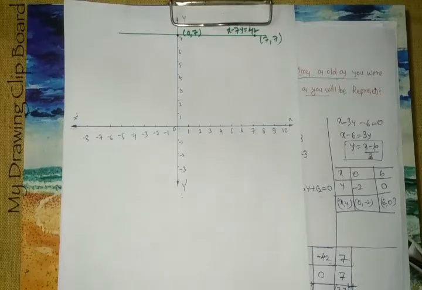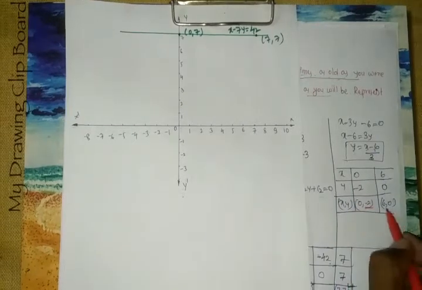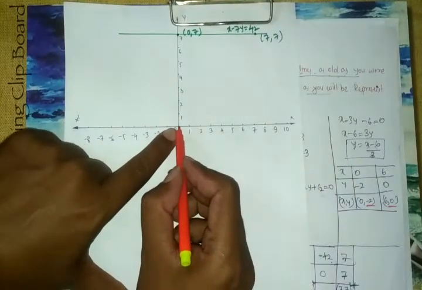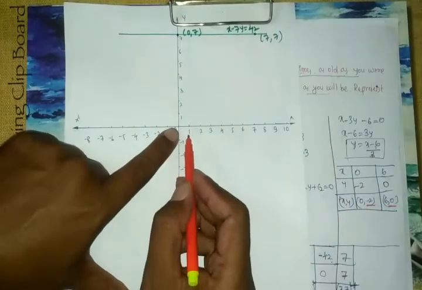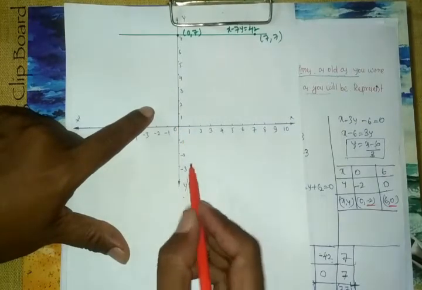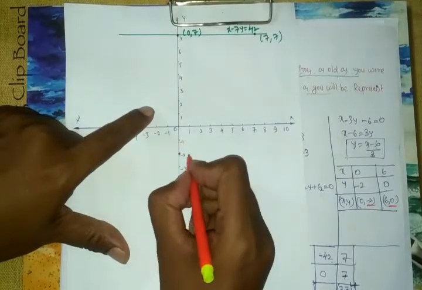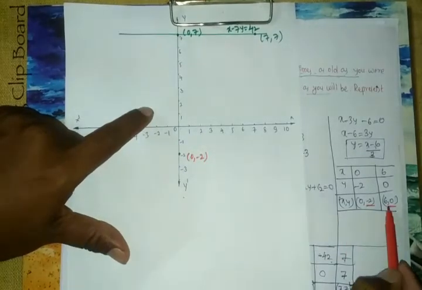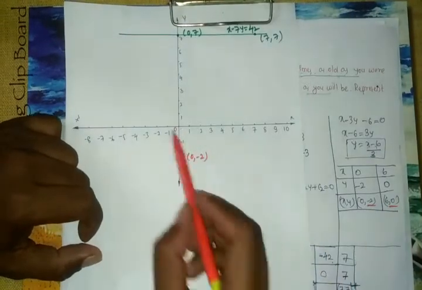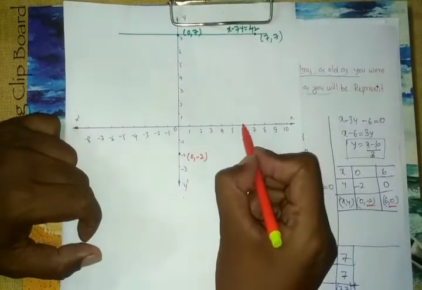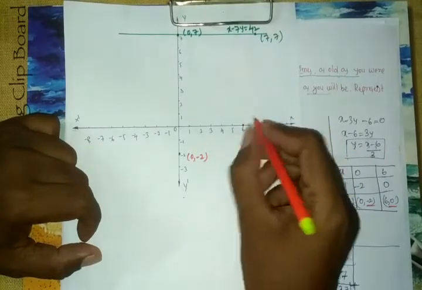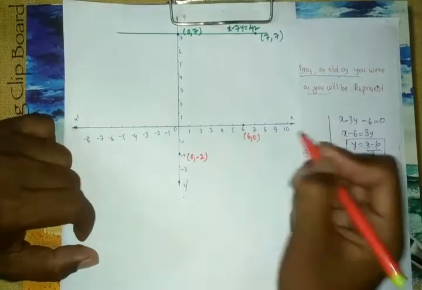It has got points as 0 comma minus 2 and 6 comma 0, which means on x-axis we have 0 and on y-axis we have minus 2. So minus 2 is somewhere here. So this is 0 comma minus 2. One more point, that is 6 comma 0. So 6 is here and y is 0, so the second point will be here only. That is 6 comma 0.